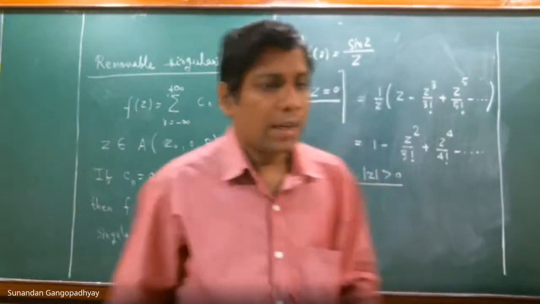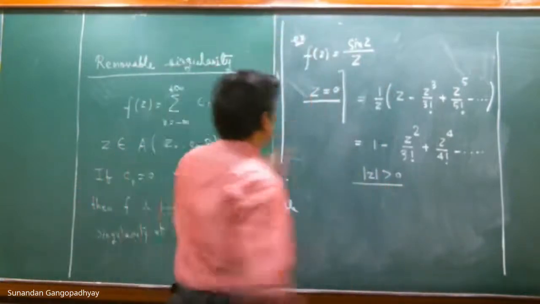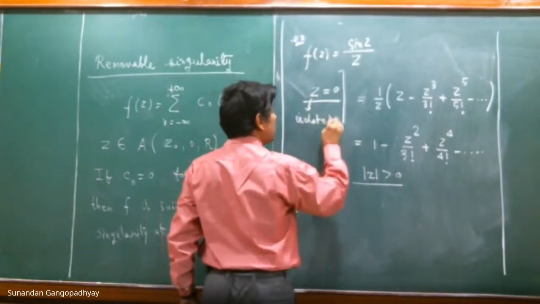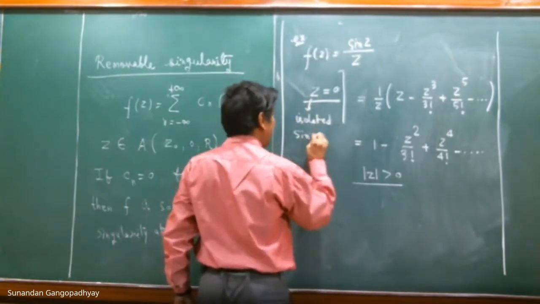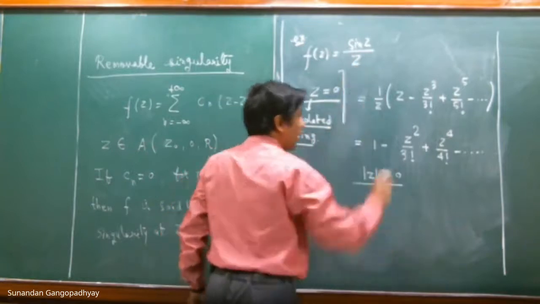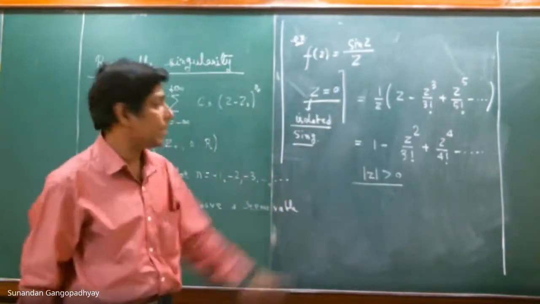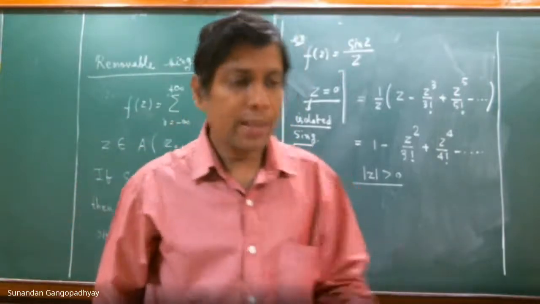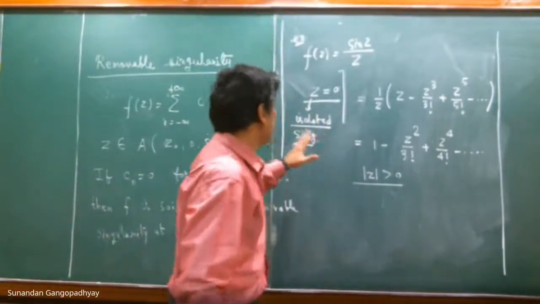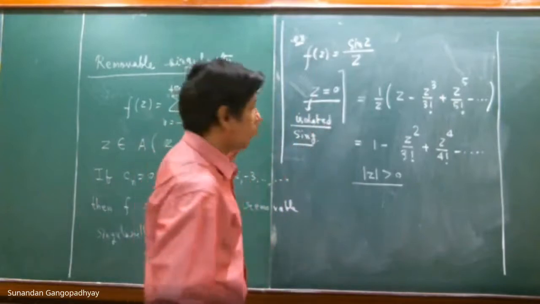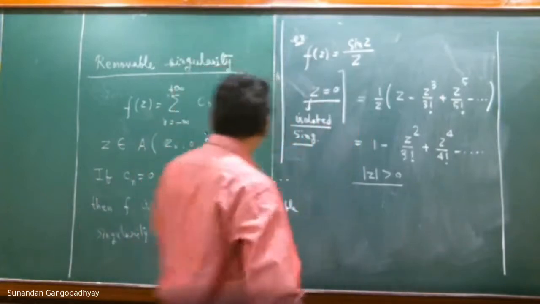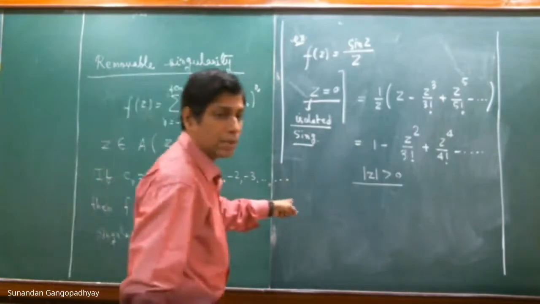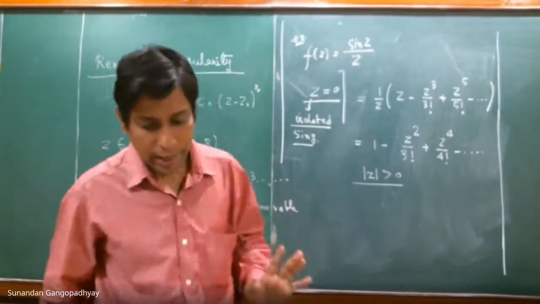And it has an isolated singularity. This is an isolated singularity, obviously, because the function is perfectly analytic at all other points excepting the point z is equal to 0. Now the question is whether this singularity is a removable singularity or not. The criterion is satisfied because all these coefficients Cn are equal to 0 for all the negative powers of z.